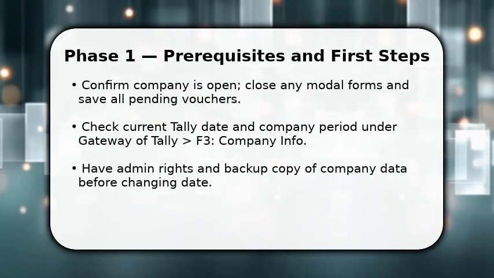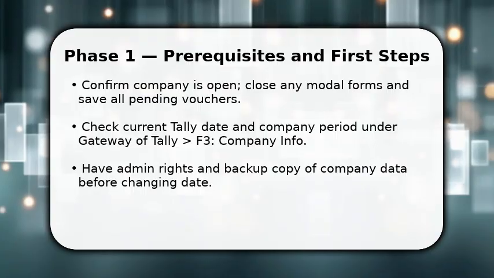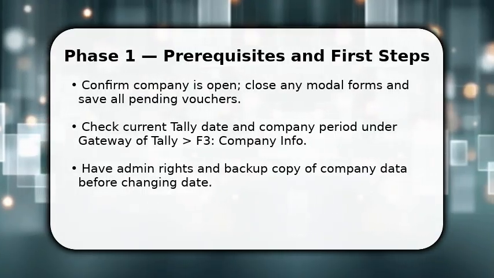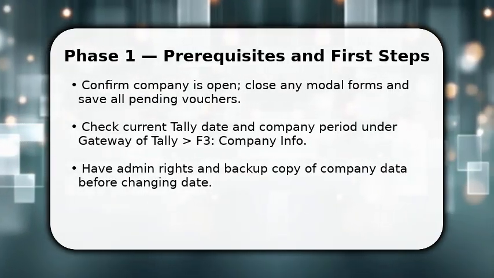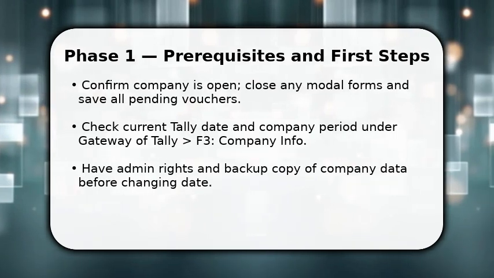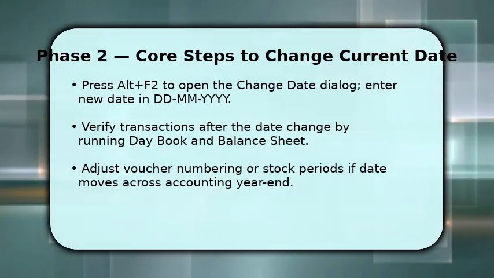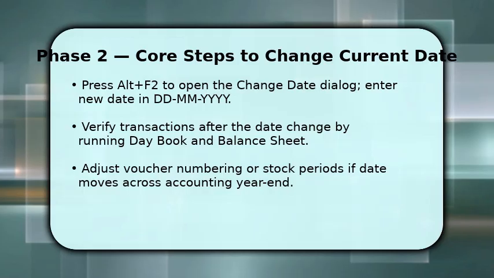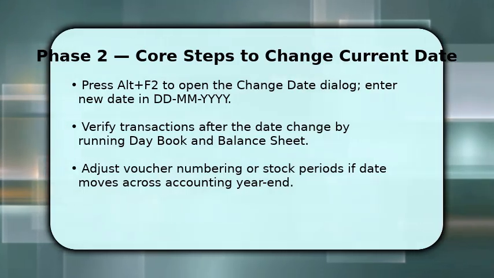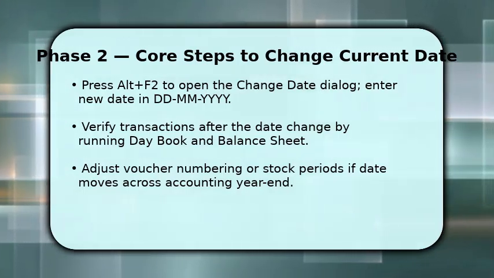Now go to the top right date field and prepare to change it by keyboard or mouse. You will learn the exact steps next. You press Alt plus F2 and enter the new date in DDMMYY. This sets the session date immediately. After changing, make sure to save any vouchers you create in that session and avoid mixing dates across pending entries.